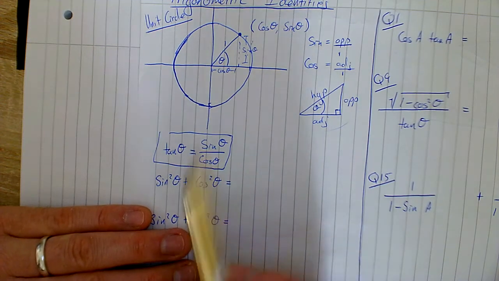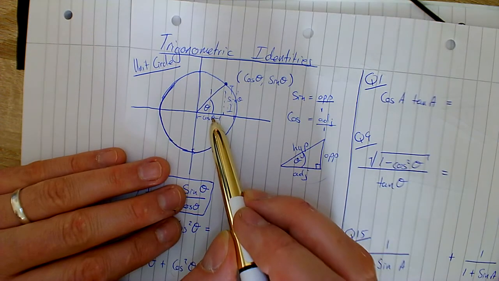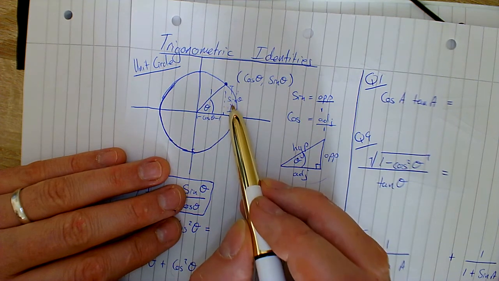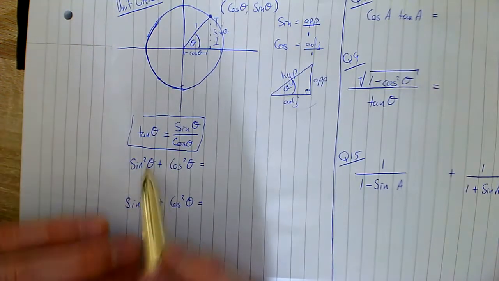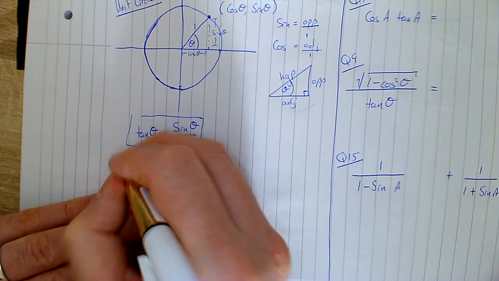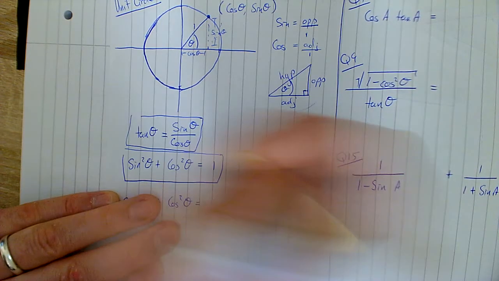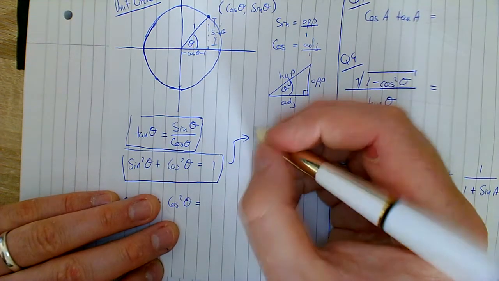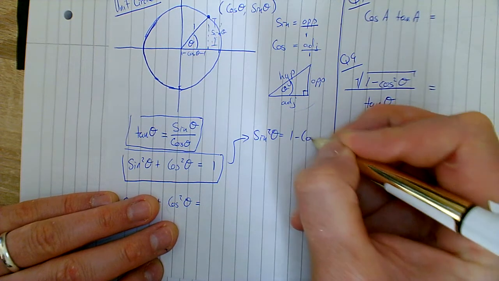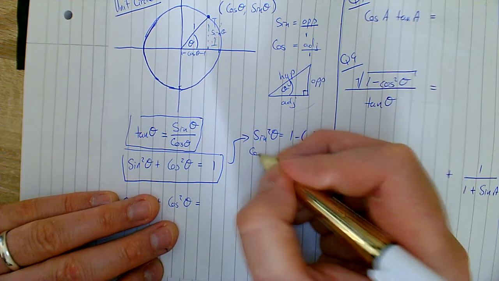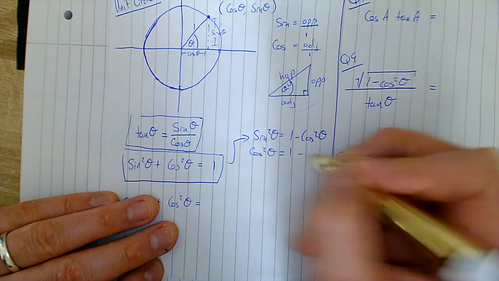Another one: if you apply Pythagoras here, you'll get cos squared plus sine squared together gives 1 squared, which is just 1. So you get sine squared plus cos squared equals 1. That's an important identity. That one gets rejigged quite a lot. So one example would be sine squared theta is 1 minus cos squared theta, or cos squared theta is 1 minus sine squared theta.